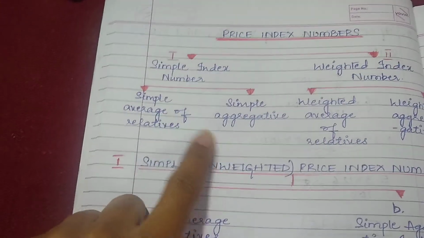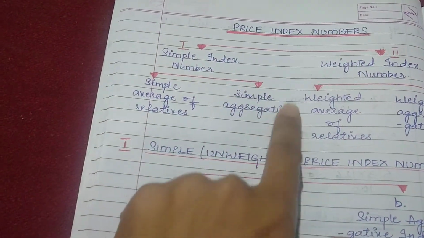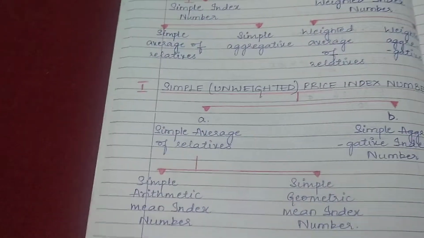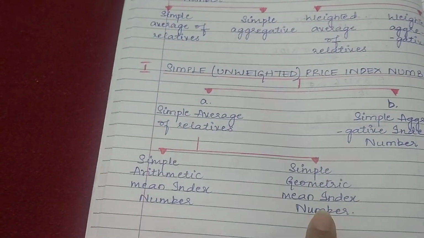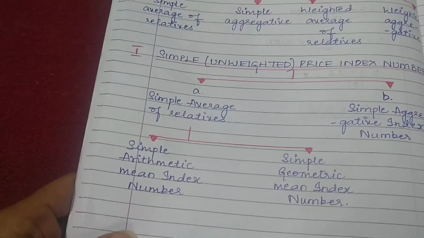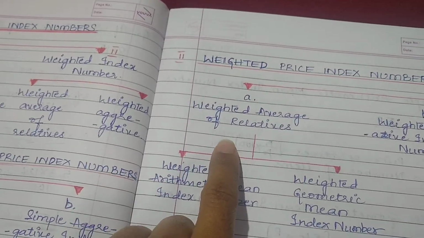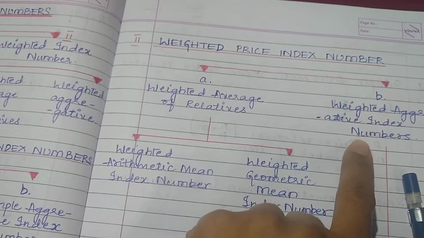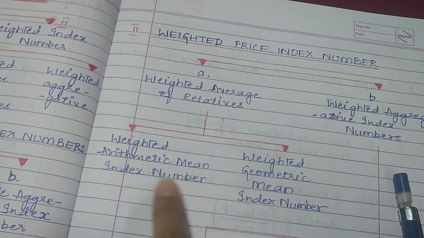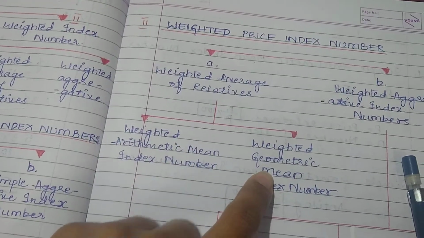Now these two are further divided. There is no extra division for this, but this is particularly divided into two things: simple arithmetic index number and geometric index number. In the same way, the weighted index number is also divided: weighted average of relatives and weighted aggregative index numbers, wherein the weighted average of relatives is divided into two things, which are arithmetic mean and geometric mean.